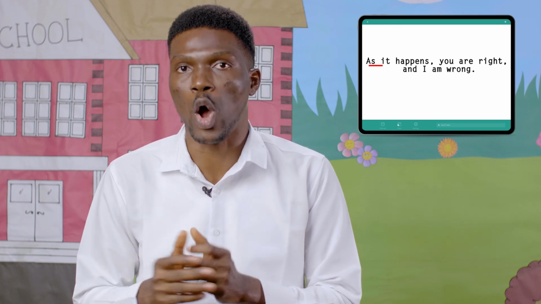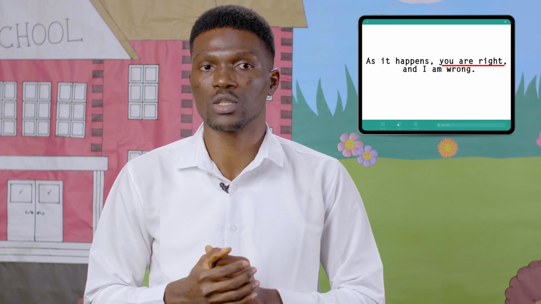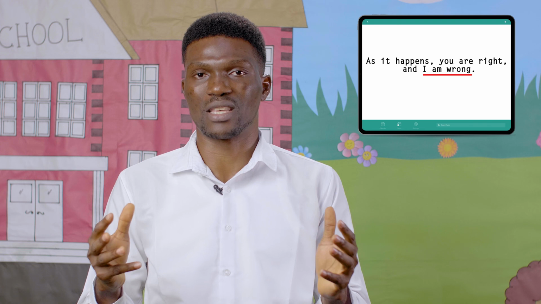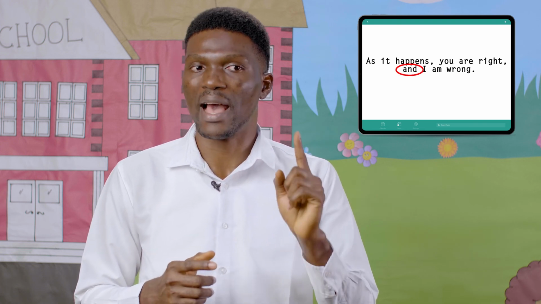Let's have an example. As it happens, you are right and I am wrong. As it happens, that's your dependent clause. You are right is one independent clause. I am wrong is another independent clause. And you can see the use of and to join them right there. As it happens, you are right and I am wrong. That's a classic example of a compound complex sentence.